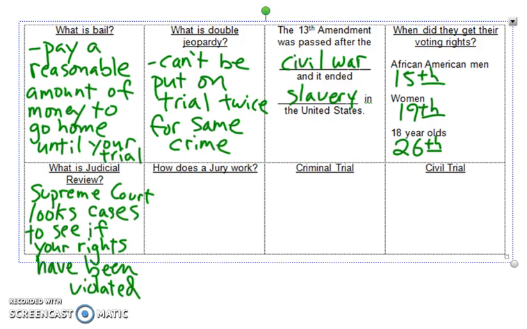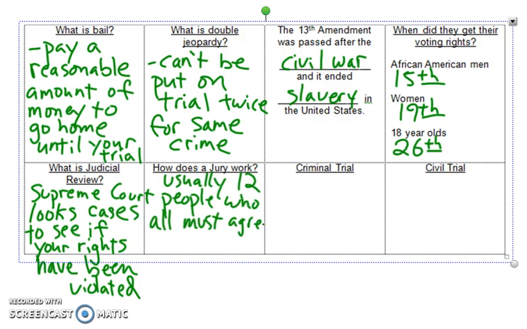If you're on trial for a crime, civil or criminal, you have a jury. And the jury is usually 12 people, who all must agree to convict you of a crime. So that's the great thing. If 11 people agree but one doesn't, they can't convict you of a crime. All 12 people have to agree, and these people are all supposed to be normal, everyday, unbiased people.